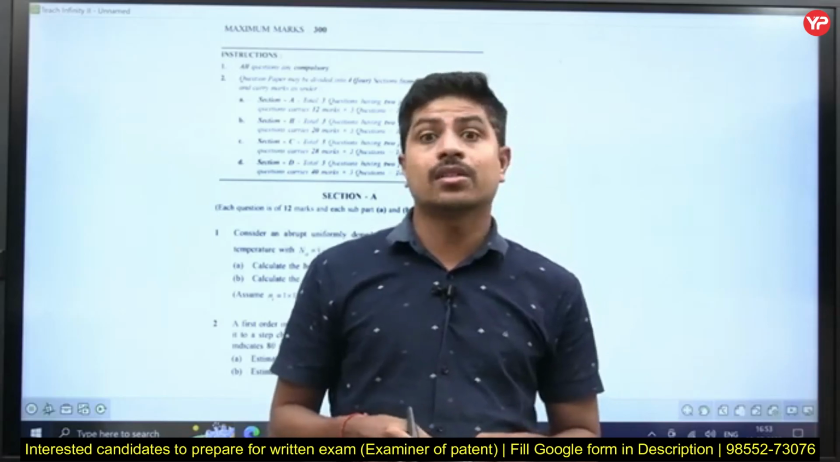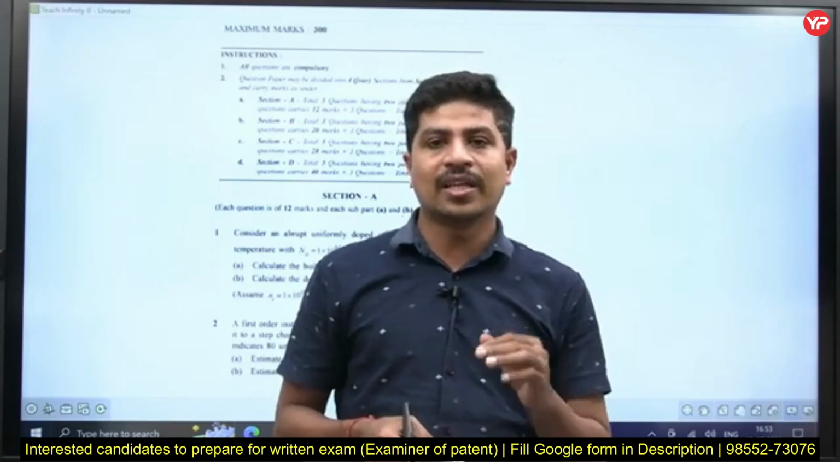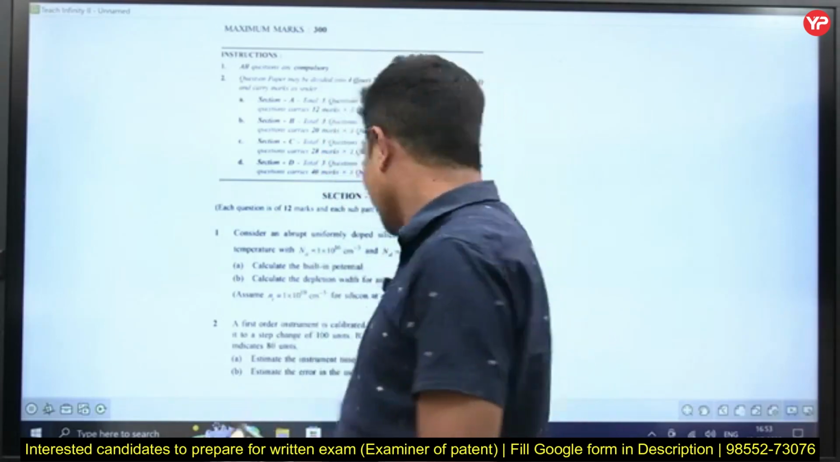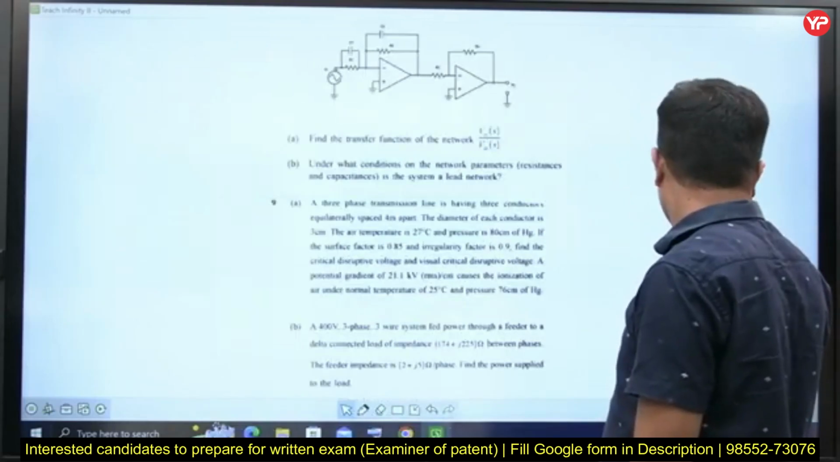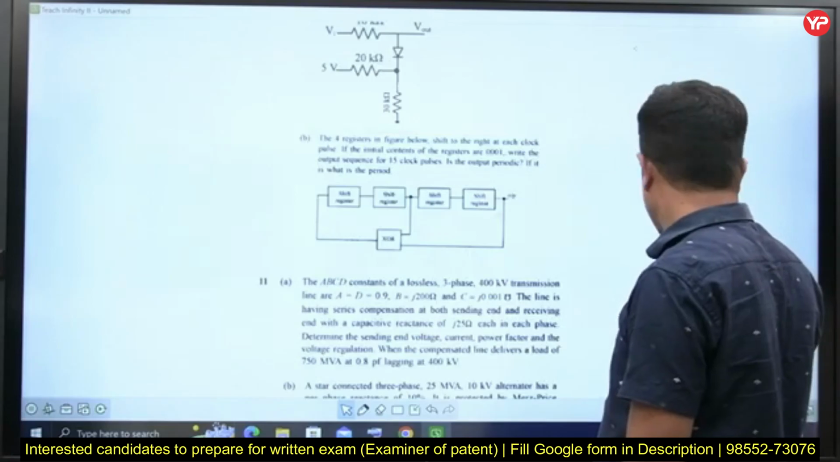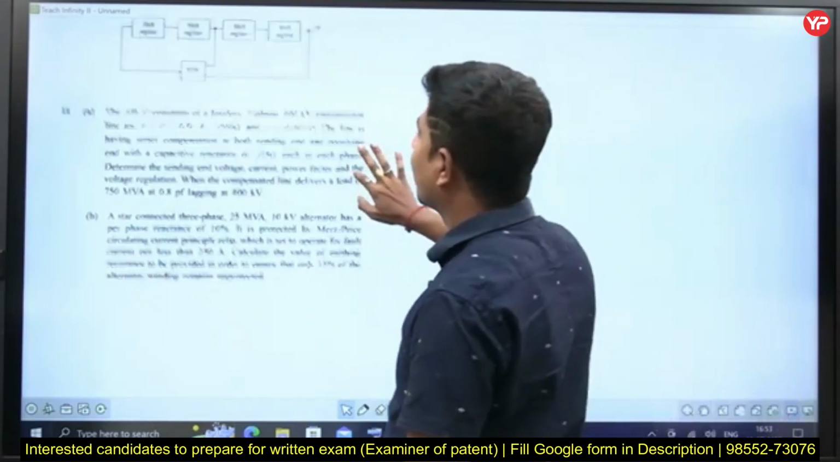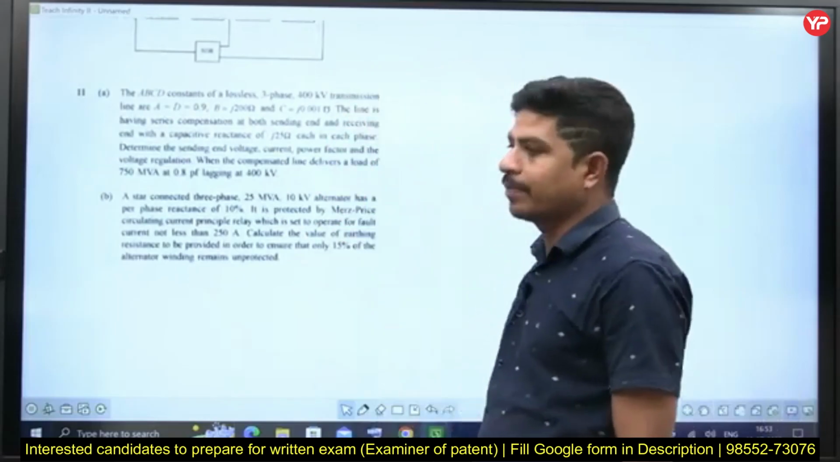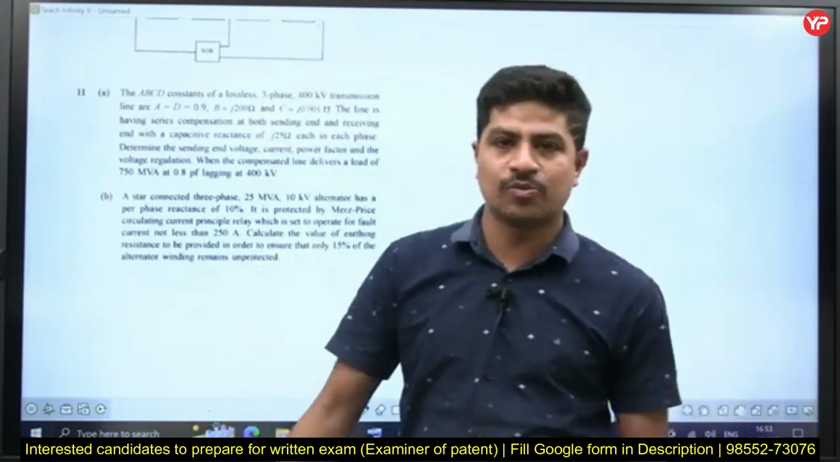Let us discuss one very good question from power systems in electrical engineering. That is 11B, question 11B. That is the last section, section C. It is 11A. Let's discuss 11A, not B. 11A, one of the good questions. Read it, all of you read it. This question is of the transmission line part.